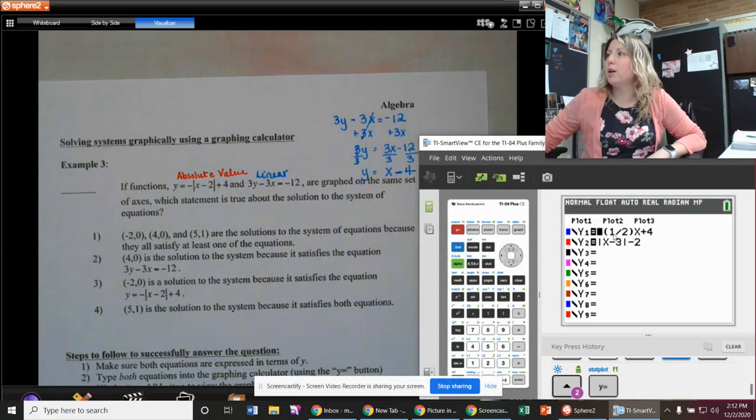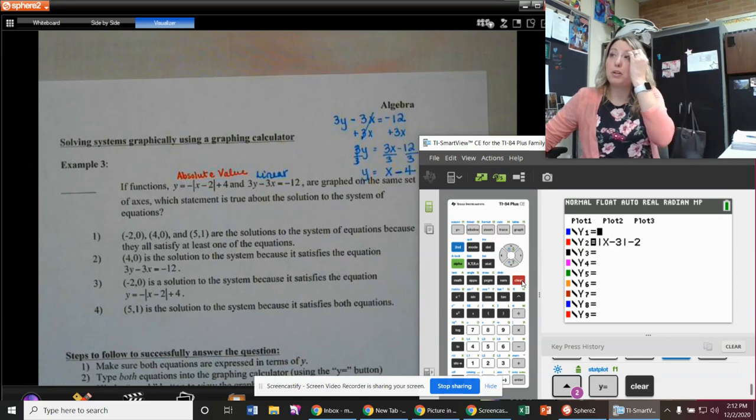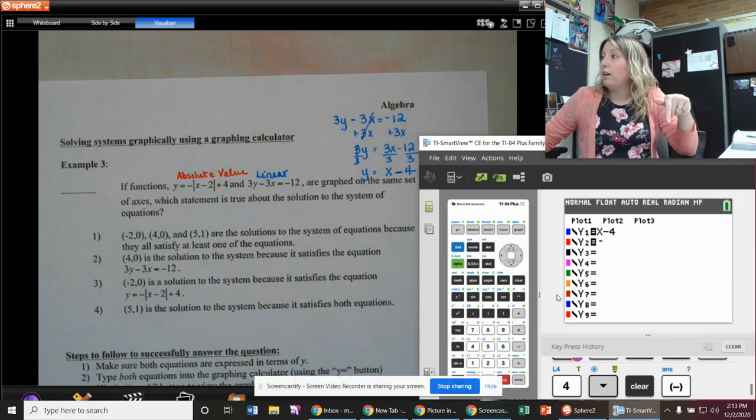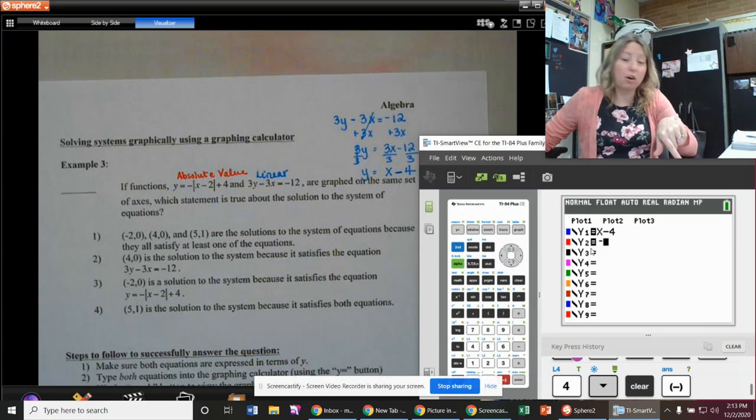Y equals, let's type this in for y1 because that's where my lines have been going. And I did that in blue, right? So y equals x minus 4. And then my absolute value one, and I've been doing that in the red, so I'll keep it there. The negative under the 3 has to start your functions when they start that way.